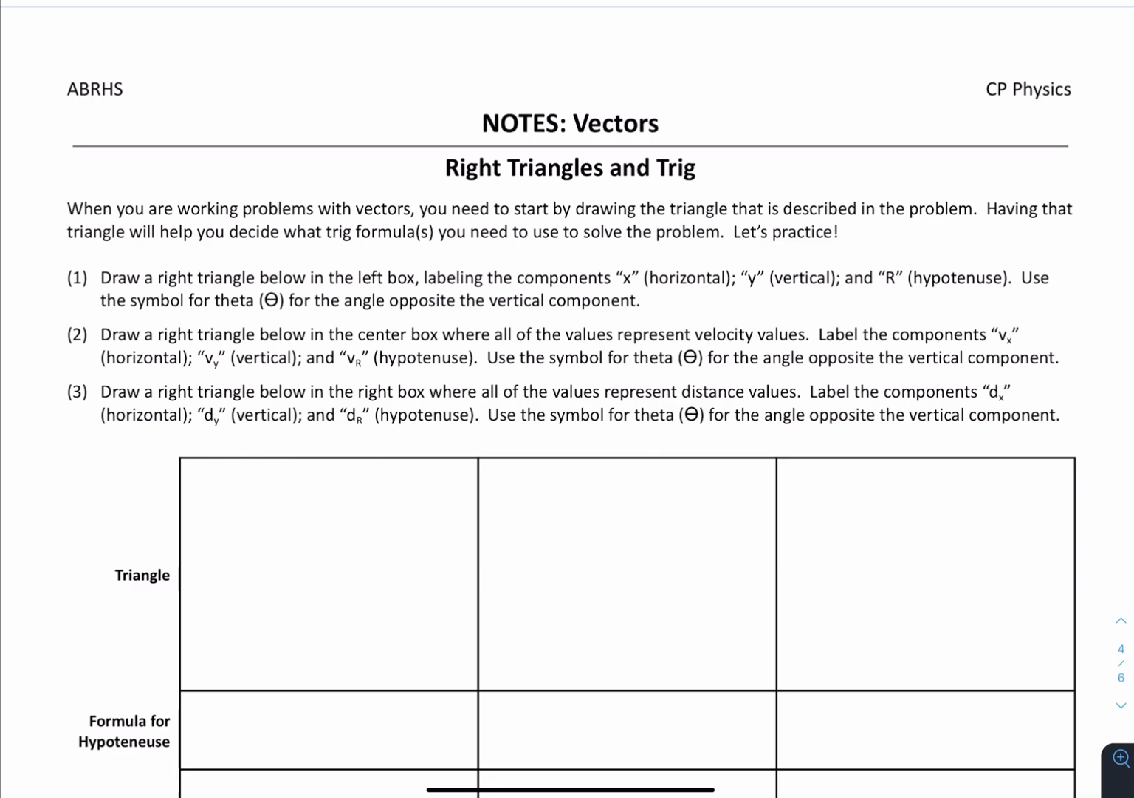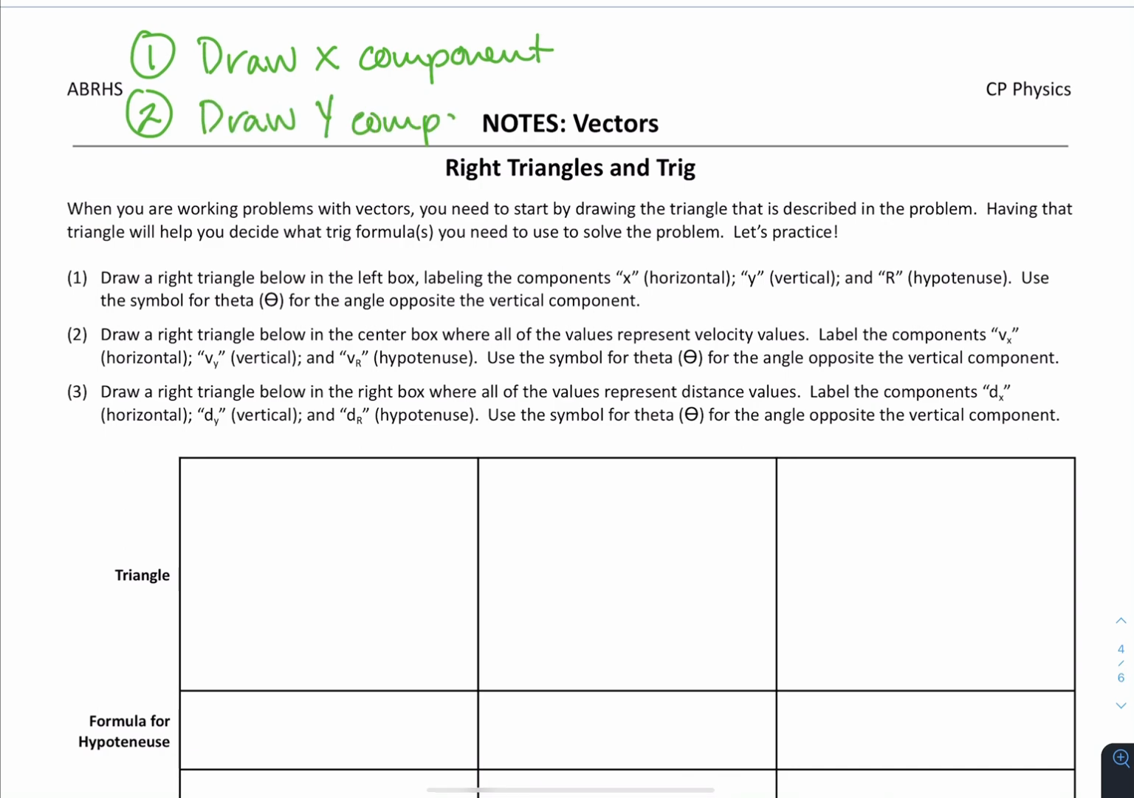One thing I would suggest is, draw your x component first and then draw your y component. That's just going to help us keep our formulas straight. In other words, draw your x piece first, then draw your y. And once you have your two components, you can add in your resultant. So here's our right triangle. This is x, this is y, and this is the resultant.